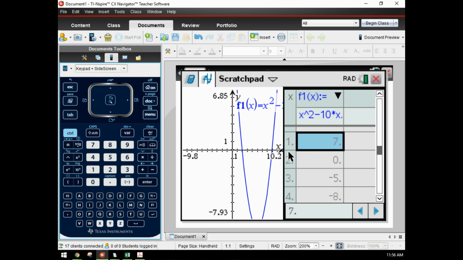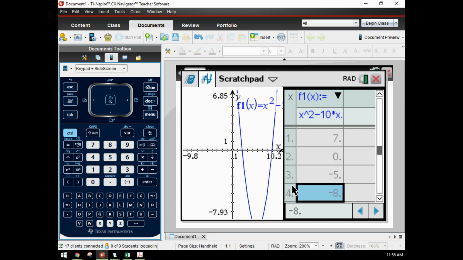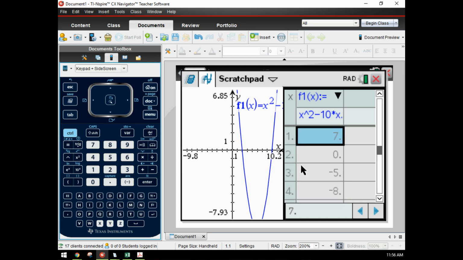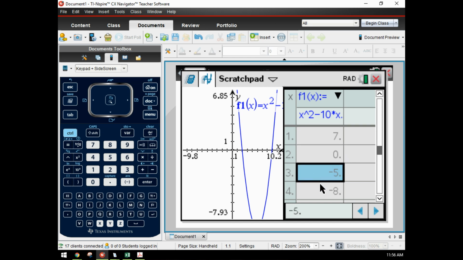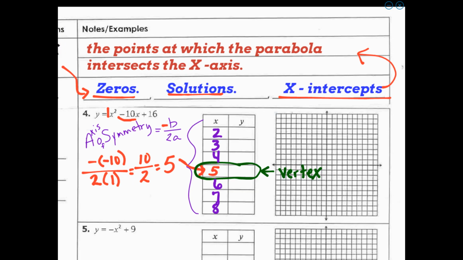Here are my x values. What is the first x value that I need to fill in the table on my notes? 5. I could go down to 5 and start there, but what's the first number at the top of my table on my notes? 2. So when x equals 2, what is my y? 0. So put a 0 for the y. At 3, what is it? -5. Okay, so finish filling out your table using what you graphed there.